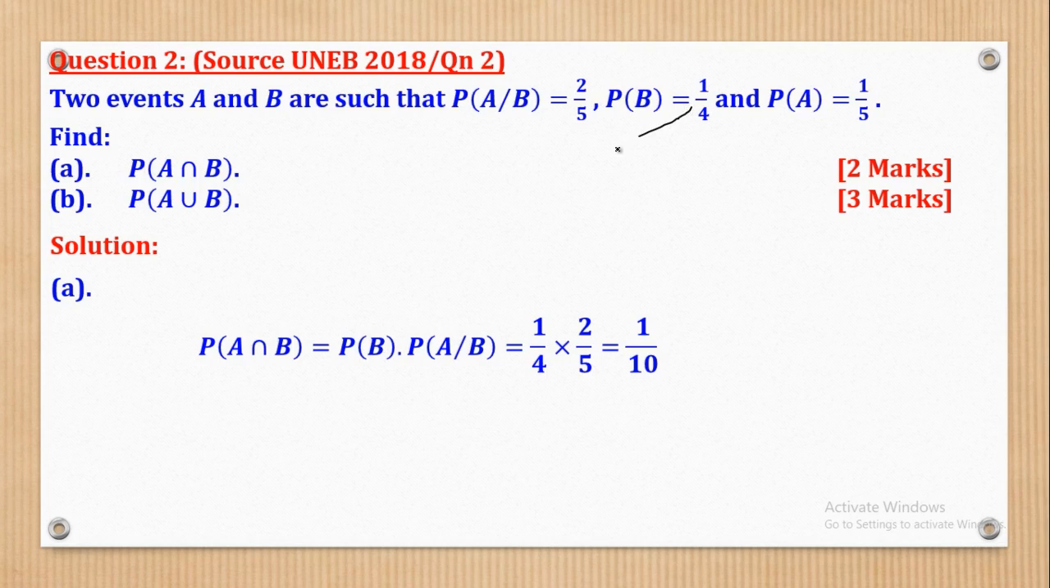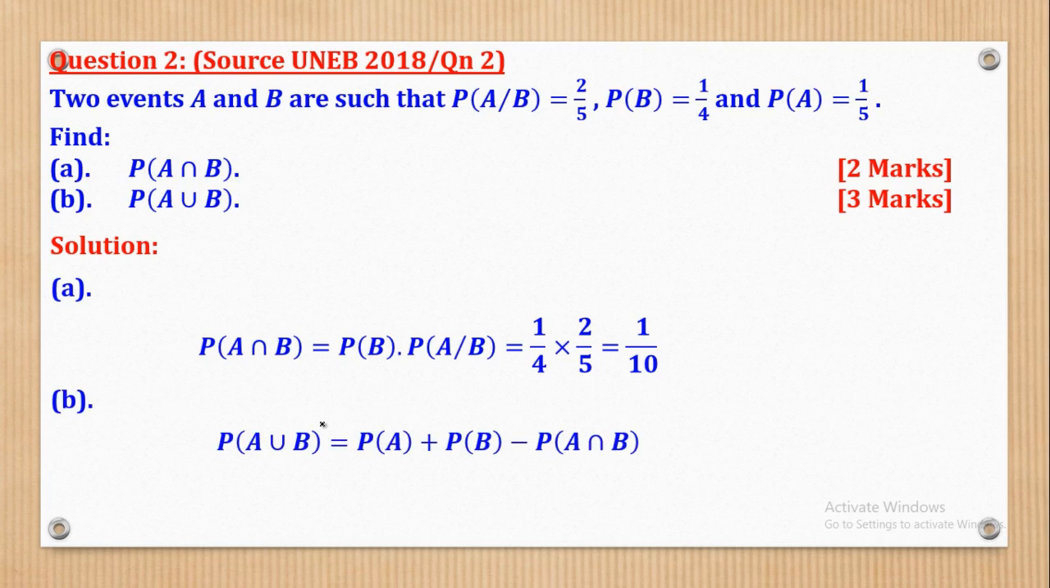Now probability of B was 1 over 4, so we shall put it there. Probability of A given B is 2 over 5, we shall put it there. Now when I multiply, I'll come up with 1 over 10 as my probability of A intersection B. So now that I've got probability of A intersection B, I can go ahead and get part B, which is probability of A union B.